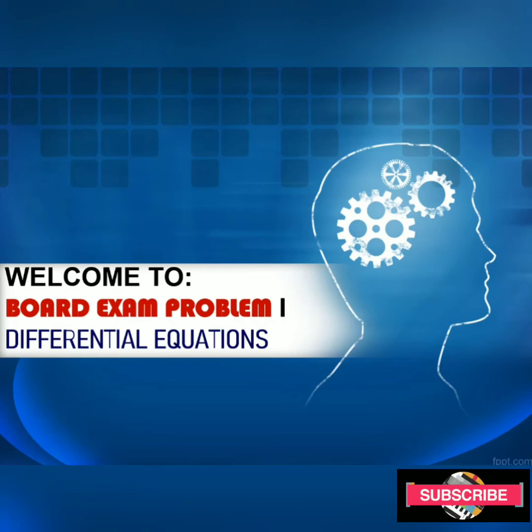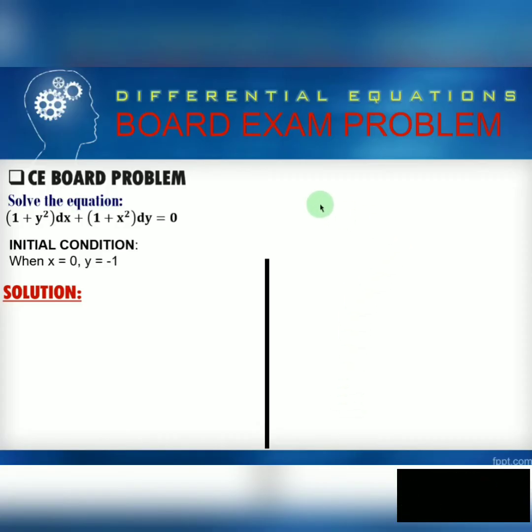Okay, so proceeding, we have here an equation which is given by (1 + y^2) dx + (1 + x^2) dy = 0. And we are going to solve this equation with the initial condition: when x is equal to 0, y is simply equal to -1.